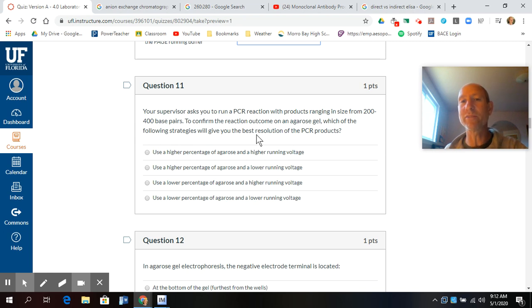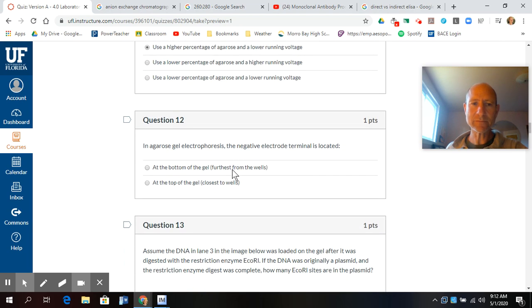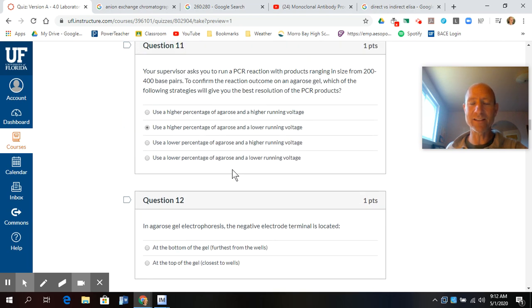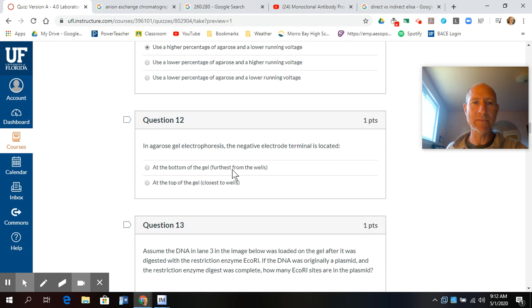And again, resolution means which one's going to separate them out the best so that you can see the different size bands. You're going to want to use a high percentage of agarose, and you're going to want to use a lower running voltage. High percentage of agarose so that you can force these tiny little pieces of DNA to squeeze through tinier holes than normal. And then a lower running voltage, otherwise you're going to melt your gel because there's a lot more resistance in the thicker gel.